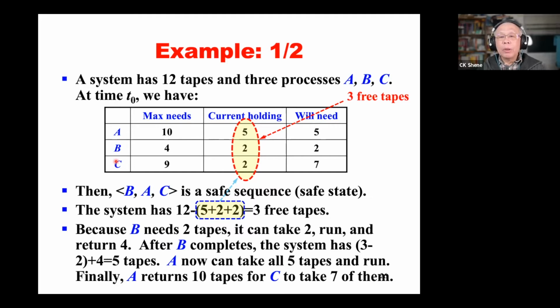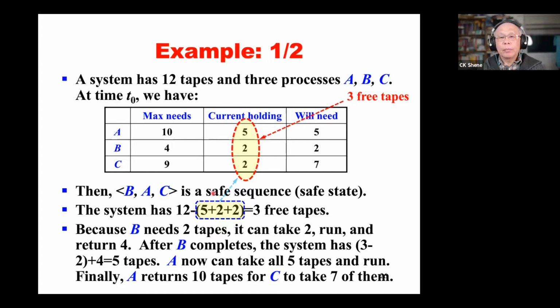So A would need 5 more, B would need 2 more, and C would need 7 more, because what we are currently holding plus what we need is exactly the maximum. So is this system state a safe state? Well, the answer is yes, because we should be able to easily find a safe sequence here. The answer is at least B, A, C.